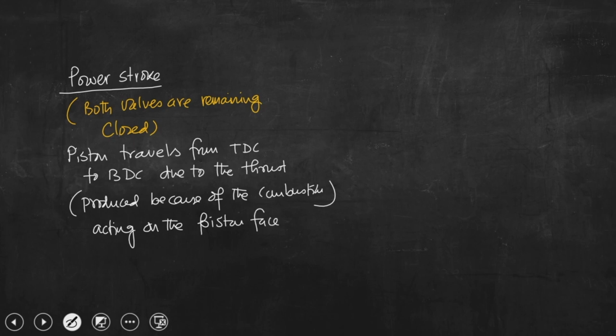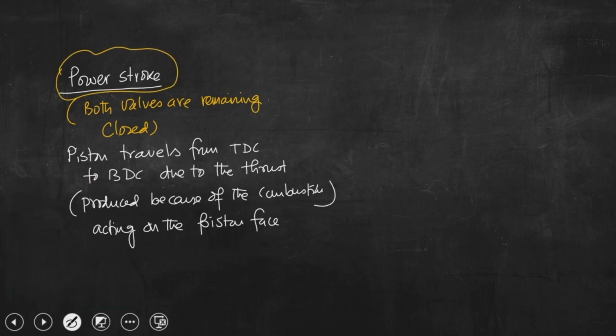I have written "produced because of the combustion" within brackets, because you know that the combustion will be completed, and the temperature and pressure that will be there because of the combustion will create a thrust on the piston face, high pressure and high temperature, and that thrust will be acting on the piston face. The resultant effect is that the piston will travel from TDC to BDC, and that is the power stroke. This is a very important stroke, and it is the only stroke from where we are getting power.